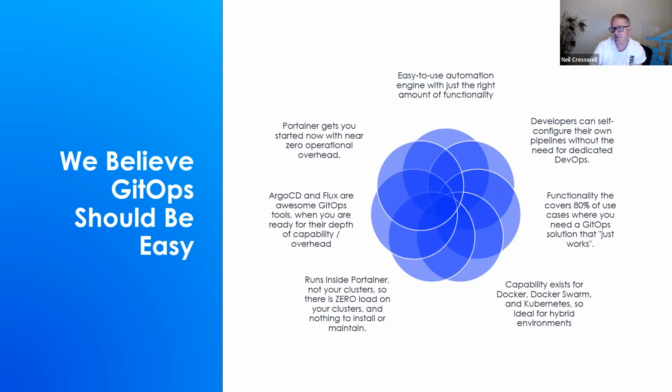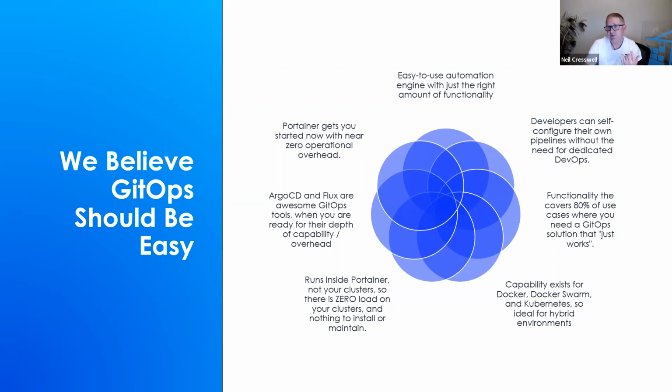We wanted to have it so that developers can actually configure their own pipelines without the need of a dedicated DevOps. Developers should be able to say, I want to deploy an application. Here's my manifest. It's in my own personal Git repo. Go deploy it. They should not need a DevOps professional to help them with that process. It should be so easy that a dev can do that.